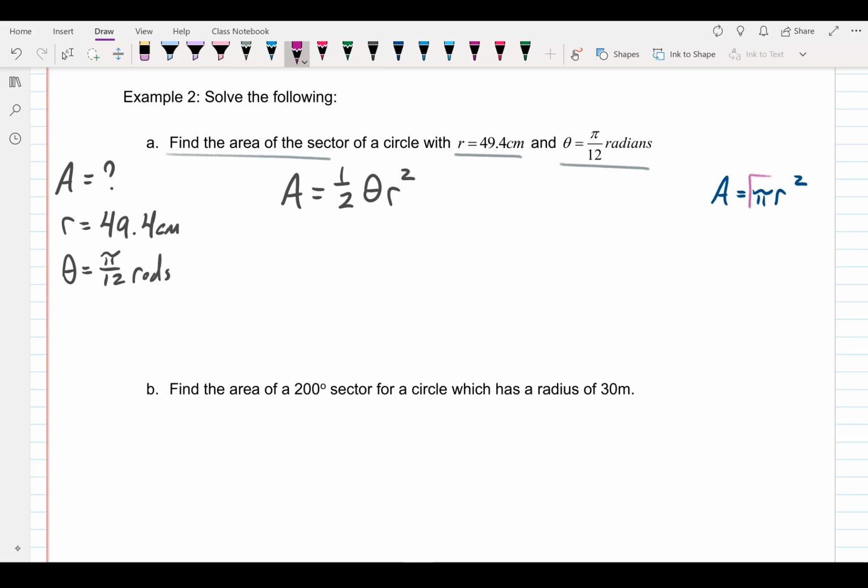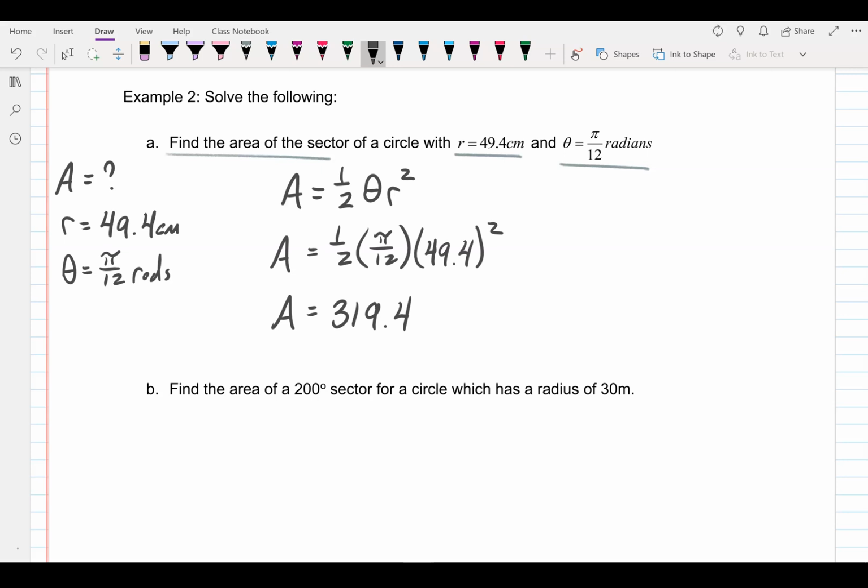All you need to do is change out this pi with something, and then in this case it's 1 over 2 theta. Just something to remind you which one's which. So just substitute all your values in, and you'll get your answer. So this is my answer. I'm going to even put it in a box to show that I'm done.